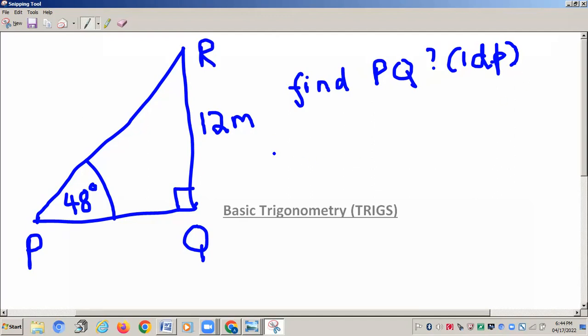Are we going to use sine? Are we going to use cos or tan? Don't guess it now. Let me see if you can determine. Post it in the chat and tell me which trig ratio you think we're going to use. Is it sine or cosine or tan? Let me see who is on the ball.